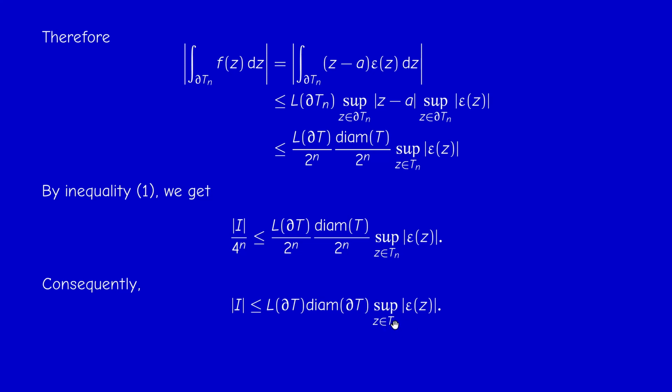Now, since by definition epsilon of z tends to 0 as z tends to a, and the diameter of Tn tends to 0, you can easily prove actually that this quantity tends to 0 also. If you don't believe me, go back to the definition and prove it. It's not difficult actually. So our assumptions imply that this quantity tends to 0. And these are constant, this is a constant. So when I let n tend to infinity, I get modulus of I is 0. So I is 0.